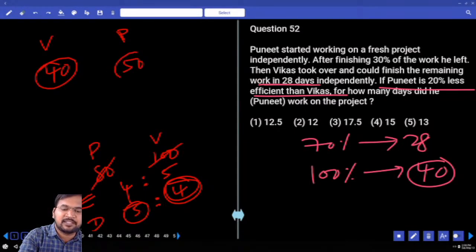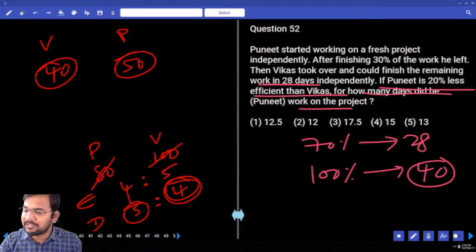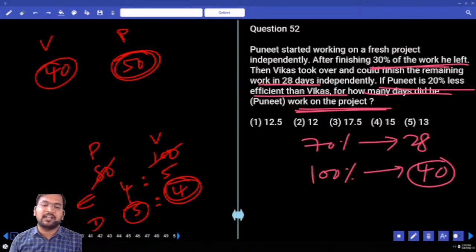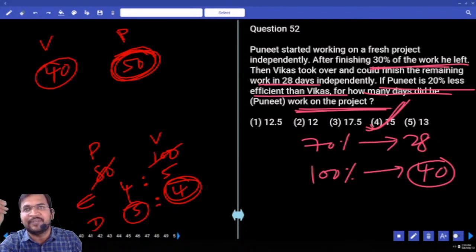Punit alone will take how many days? 50 days. They're asking the question: how many days did Punit work on the project? Total days is 50 days, but Punit worked for only 30% of the work. 30% of 50 is 15. So for Punit, total work will take 50 days, but Punit worked for only 30% of the work. All of you clear? 30% of 50, 15 days.